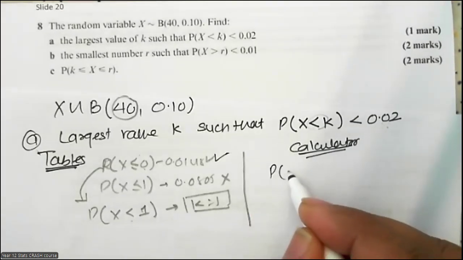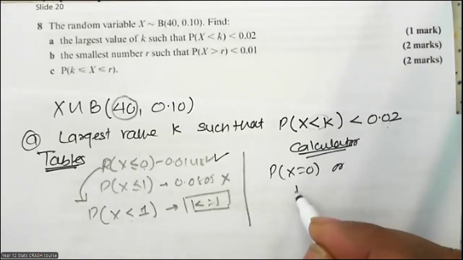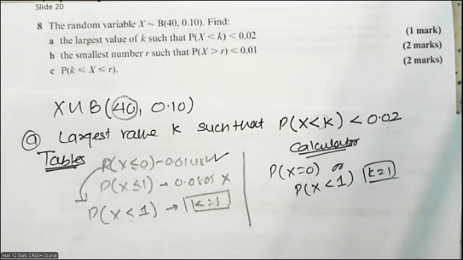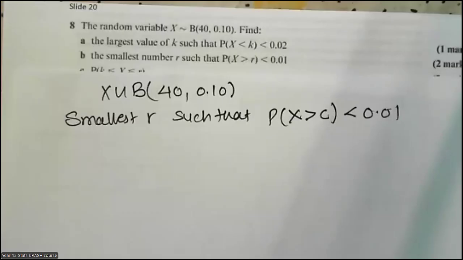So probability x equals 0, or probability x less than 1. That means that k equals 1. Okay, that is on the left side tail when you have to work out x probability is given.